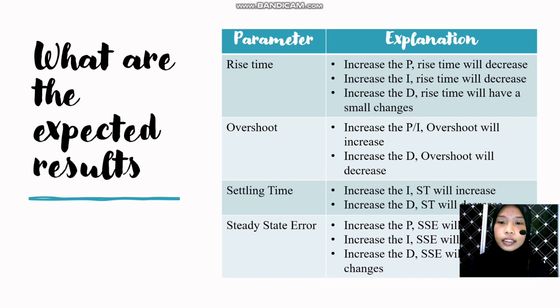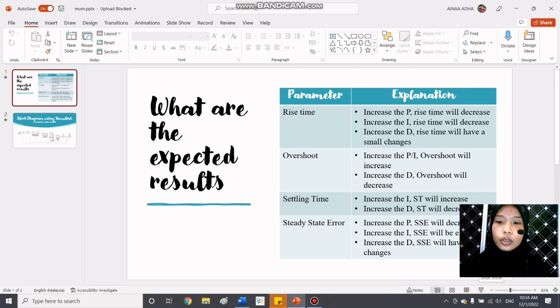For the settling time, when we increase the integral gain, the settling time will increase. And when we increase the derivative gain, the settling time will decrease. When we increase the proportional gain, the steady state error will decrease. When we increase the integral gain, the steady state error will be eliminated. When we increase the derivative gain, the SSE will have small changes.